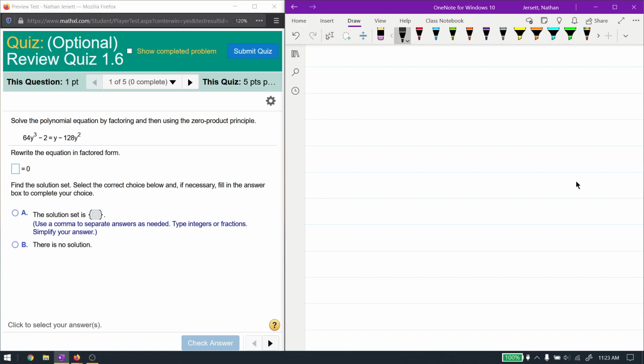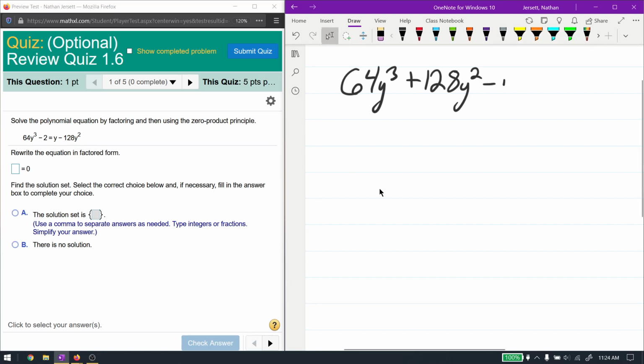So first thing I'm going to do is get it all over to one side of the equation. So 64y cubed, and then I'm going to subtract the add the 128y squared to the other side, so it's with the 64y cubed. So it's going to be add 128y squared. Then I'm going to subtract the y over to the other side, so it's also with the other stuff. So subtract the y, and then finally minus 2. And that will now all equal 0. So I moved everything on the right-hand side to the left-hand side.